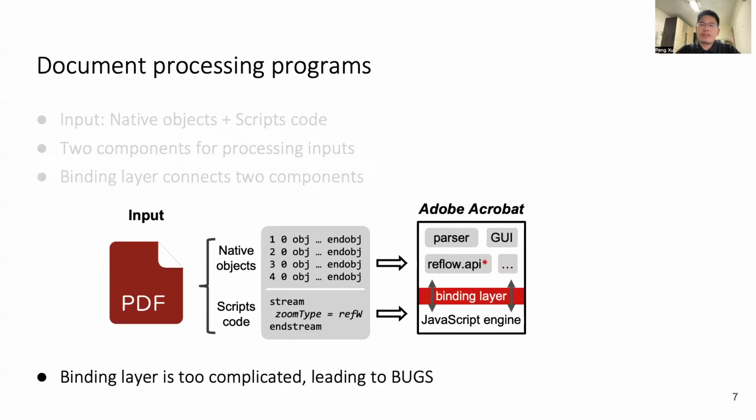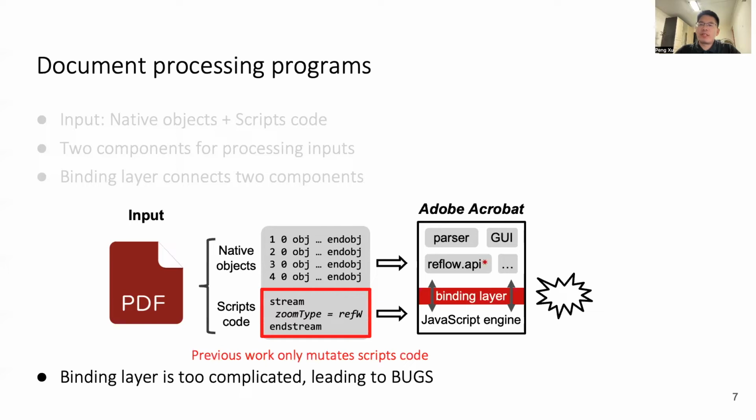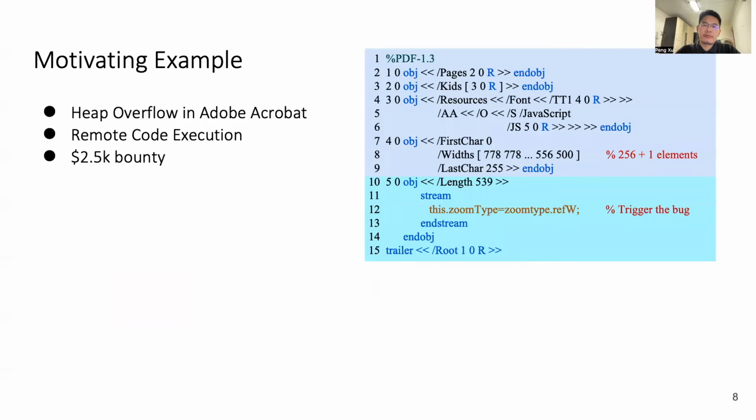However, the binding layer is too complicated to be 100% correct, and bugs are inevitable. Previous work, like FiveCardinal, only focuses on mutating the script code, which may miss complicated bugs. Here is a heap overflow bug from Adobe Acrobat. Attackers can use this vulnerability to run arbitrary code remotely. It's so severe that we were awarded a $2,500 bounty for this particular vulnerability, and it has been fixed.